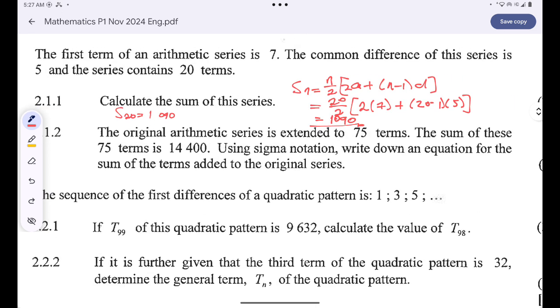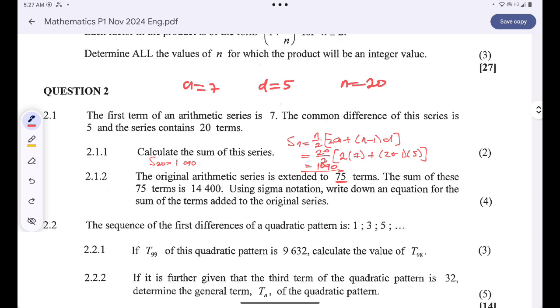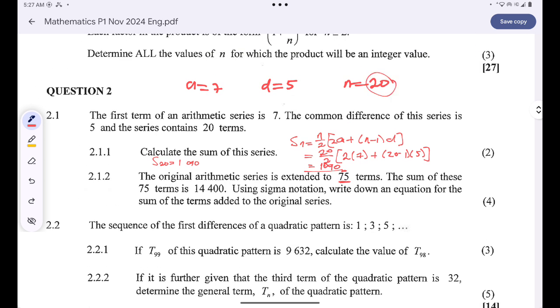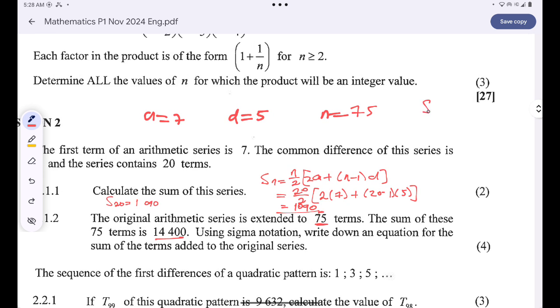Okay, and then now we are told that the original arithmetic series is extended to 75 terms. So now the number of terms is no longer 20 but is 75. Let's update that as well. And then the sum of these 75 terms of the series is equal to 14,400. So the sum of the first 75 terms is 14,400.